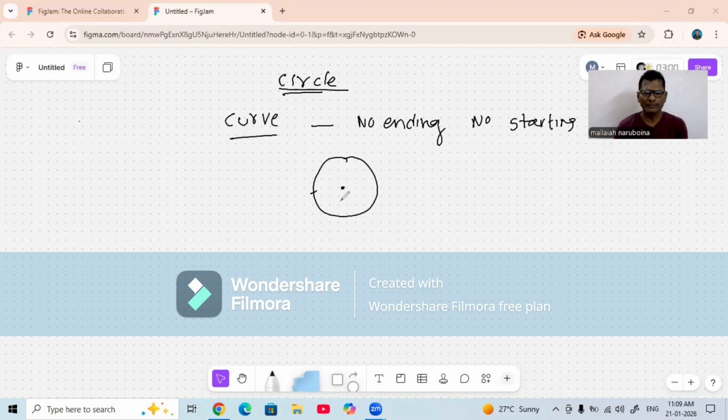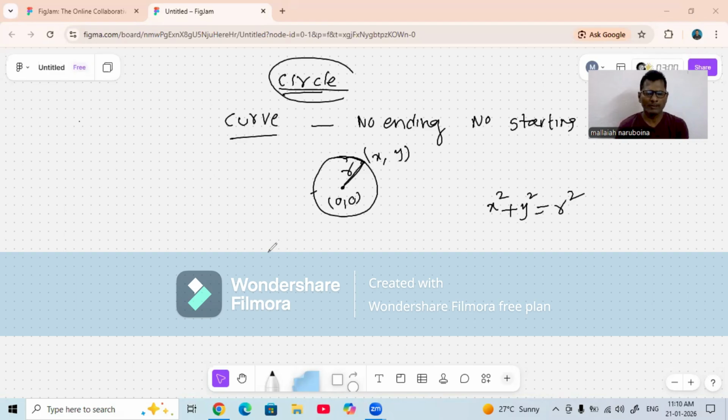Here center is, if center is 0, 0, and we take a point on the circumference x, y, this length is called radius. So using distance formula, we get equation of circle, that is standard form of circle: x square plus y square is equal to r square. Just I will derive this one.